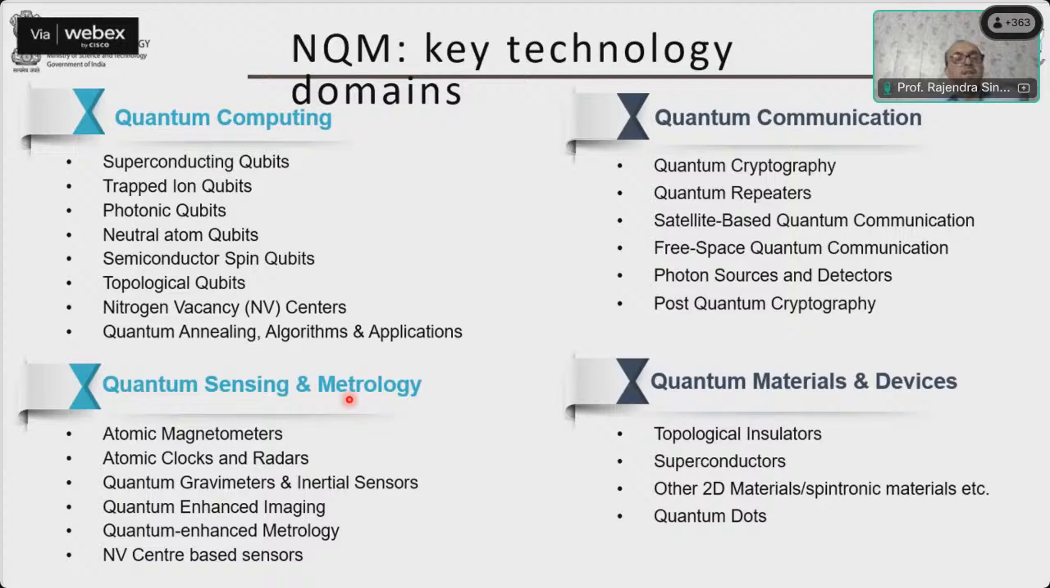These are the major technology themes of the quantum communication hub. And in quantum sensing and metrology, we are going to develop very, very high sensitivity devices and sensors, like atomic magnetometers, atomic clocks, quantum radars, quantum gravimeters, and inertial and NV sensor based sensors.